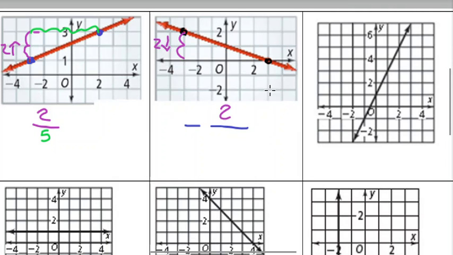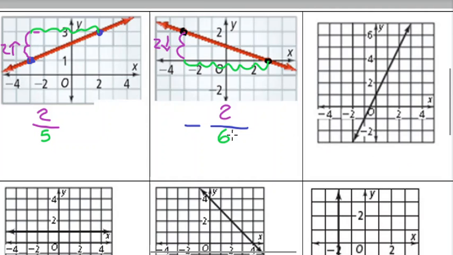Now I can say how many over do I have to go to get to that point. So how many over do I have to go? 1, 2, 3, 4, 5, 6. I went down, to the right 6, so my run is 6. So my slope is negative 2 over 6.